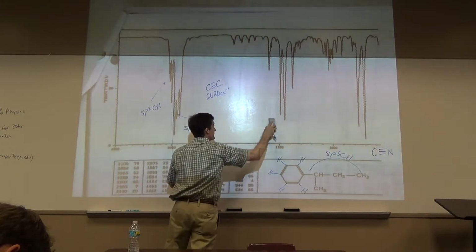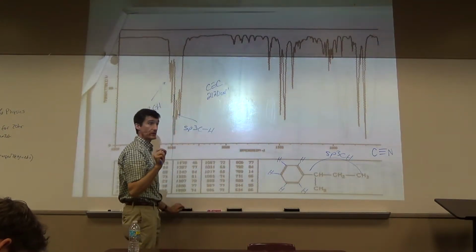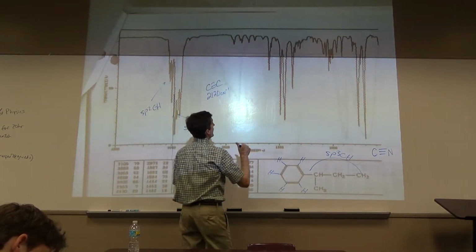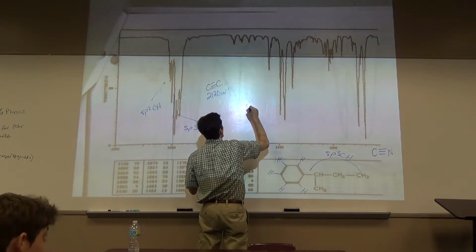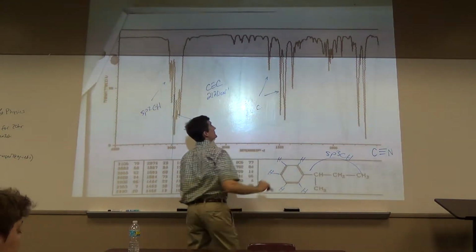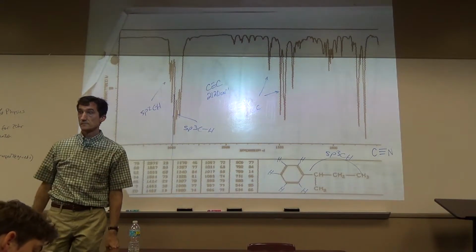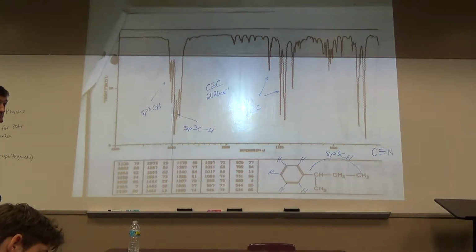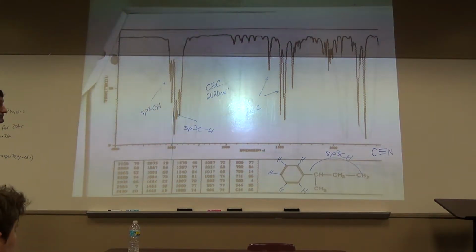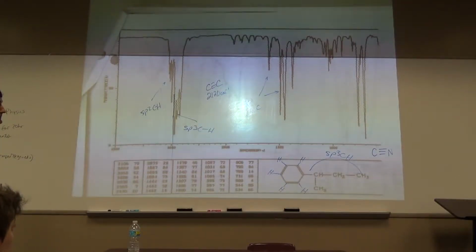Yeah, it's going to give a couple of peaks at about 1600 and 1500. Aromatic CC is like here and here. Is that the same one? Would you expect to see two peaks if you only had one? Never mind, you wouldn't have just one, because it's in a ring.